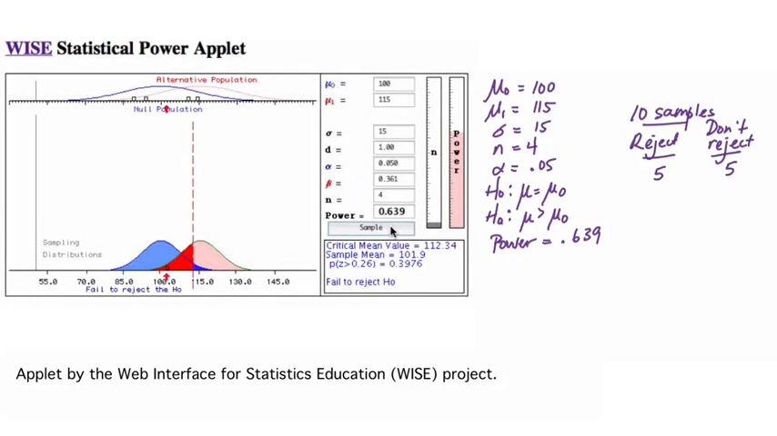We expected to reject the null hypothesis 63.9% of the time, since that was our power. We got 50%, which is reasonably close to 63.9% for a sample of only size 10. Now let's see what happens when we change some of these values.